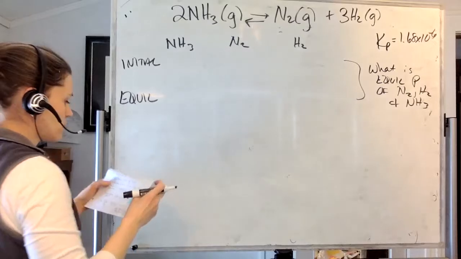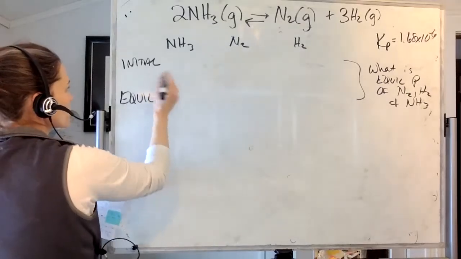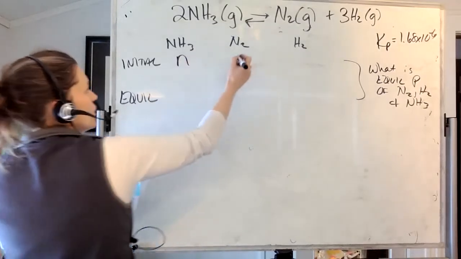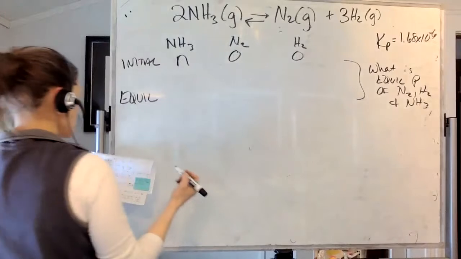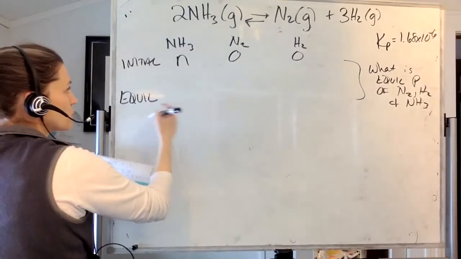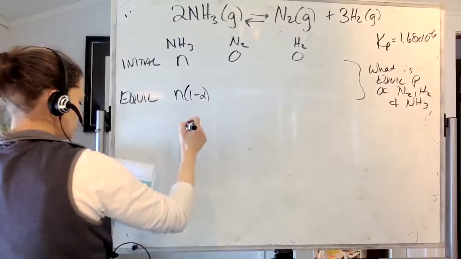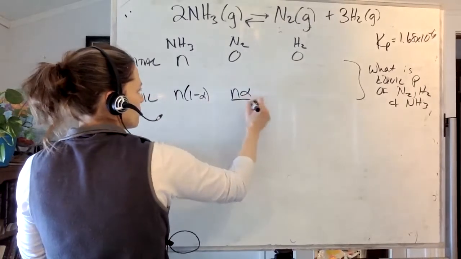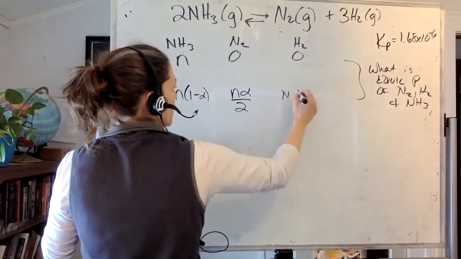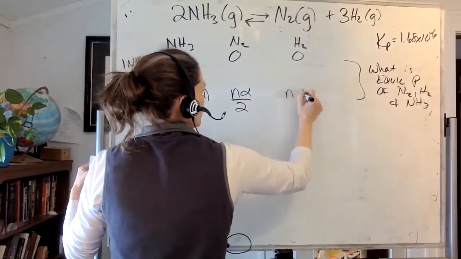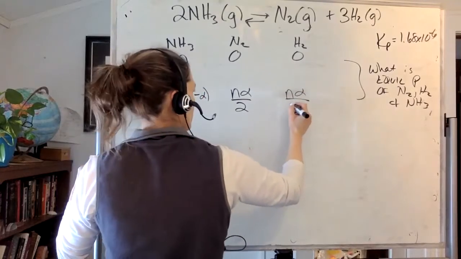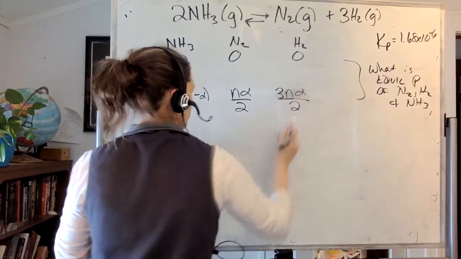And I say an ICE table, kind of. So the initial number of moles that we have, we're going to start with N, and we start with 0 and 0 of those. And then the equilibrium number of moles we have are N times 1 minus alpha, and alpha divided by 2, and alpha divided by 2 multiplied by 3.